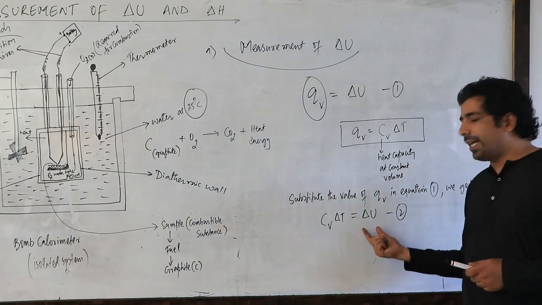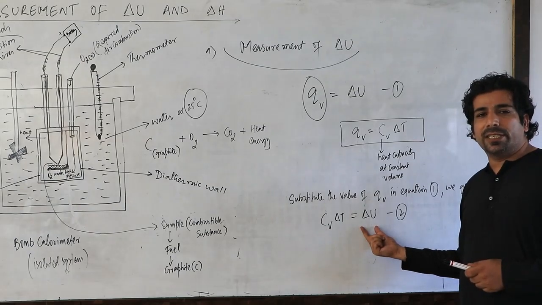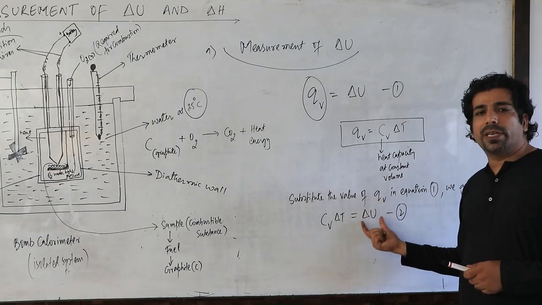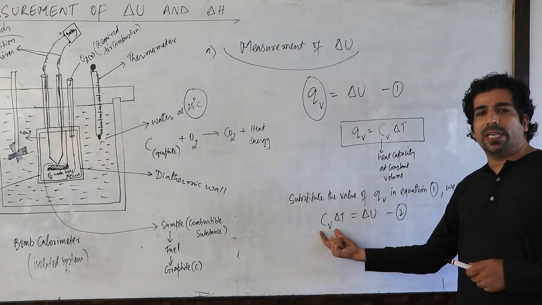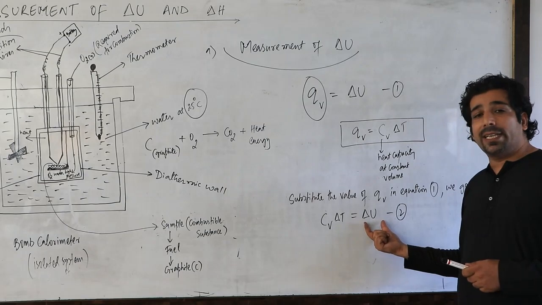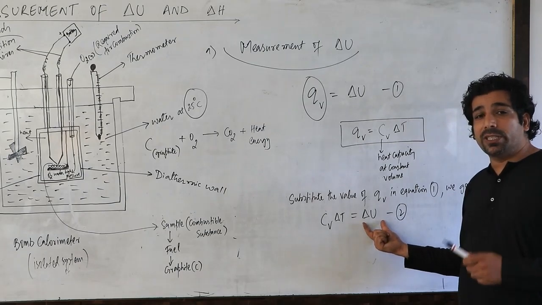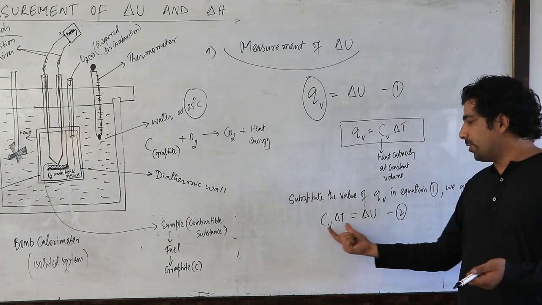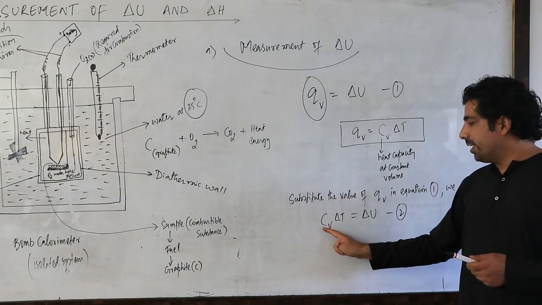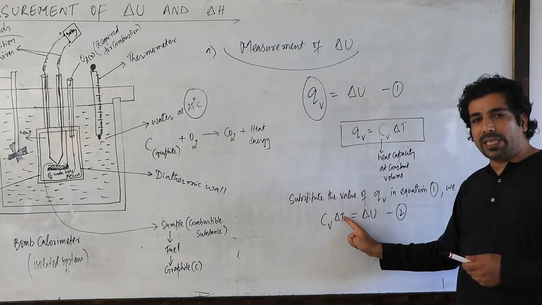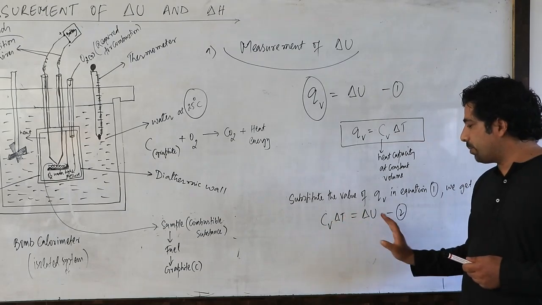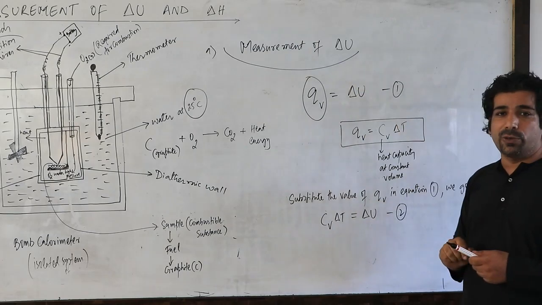So how can you calculate the change in internal energy of a particular substance or particular calorimeter? You are calculating the internal energy change of the calorimeter. Okay, that's equal to Cv into delta T. Or you can write down you are calculating the internal energy change of water which is present in calorimeter, right? That's equal to Cv delta T. That is heat capacity at constant volume into change in temperature, that is rise in temperature. So this is the final expression of the measurement of delta U, my dear friends.